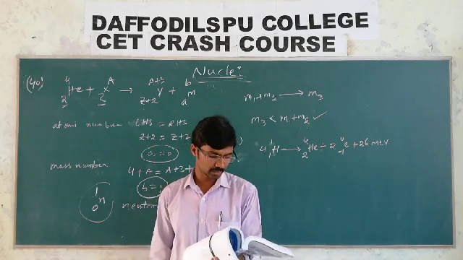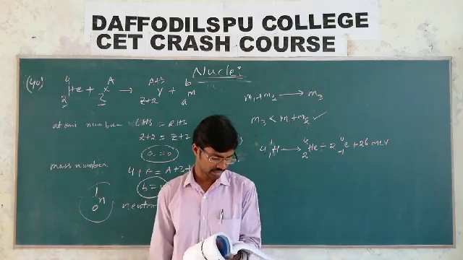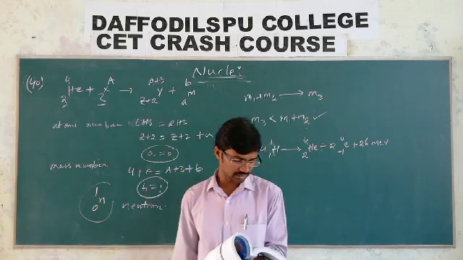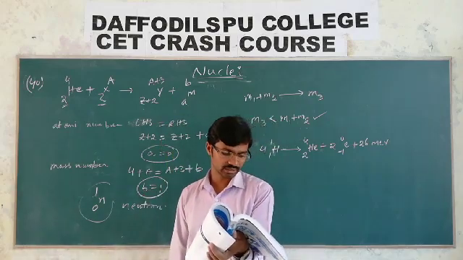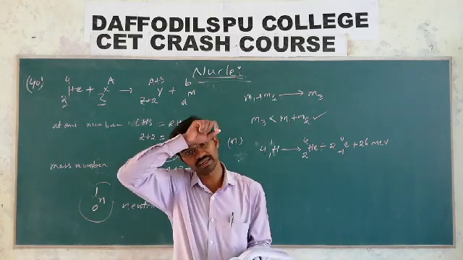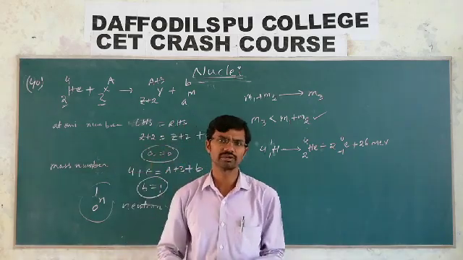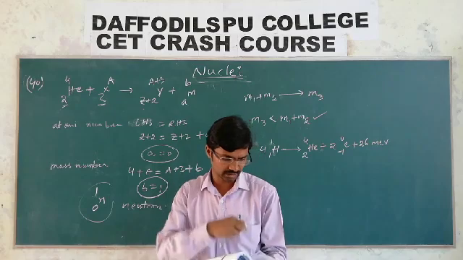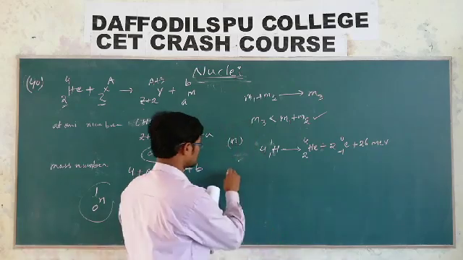Then third option, the hydrogen bomb is based on what? Nuclear fusion reaction. The nuclear fusion reaction takes place between deuterium and tritium. Remember, nuclear fusion takes place only at very high temperature and very high pressure. So the second option is correct. Let us see 46.